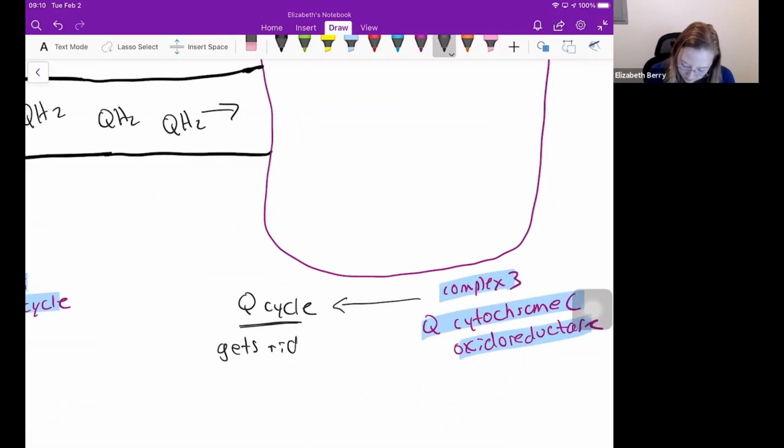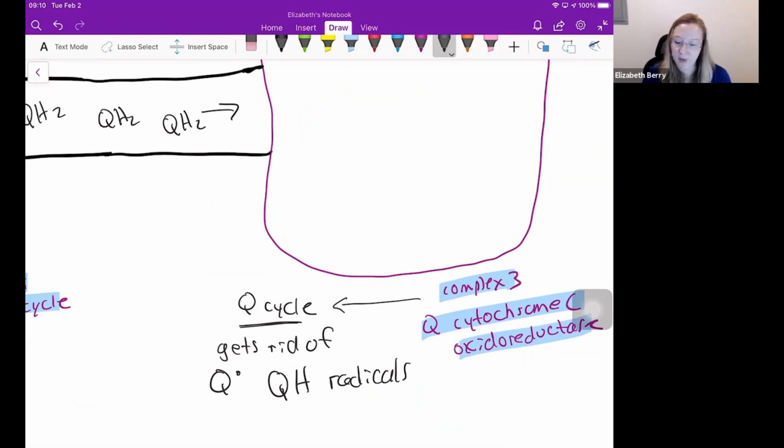Gets rid of Q radicals, it can be drawn like this or like this, they're equivalent, okay? And why don't we want radicals around? Because radicals are oxidative, they damage cells, they cause different proteins to be oxidized and become damaging.